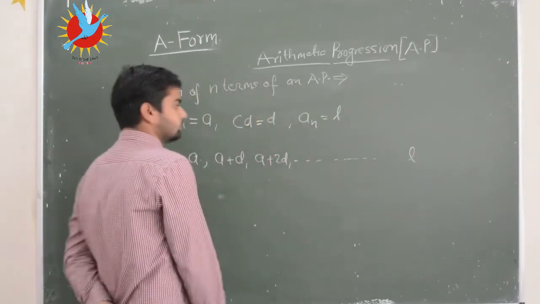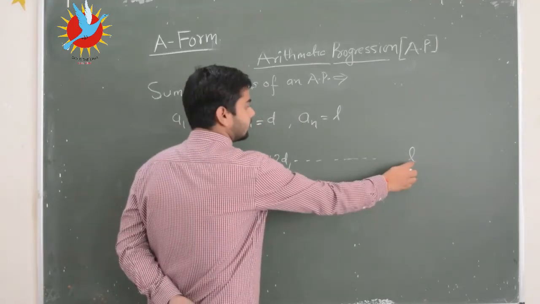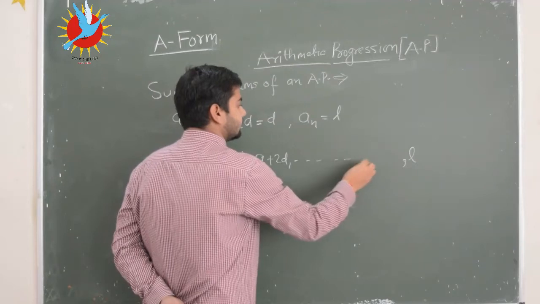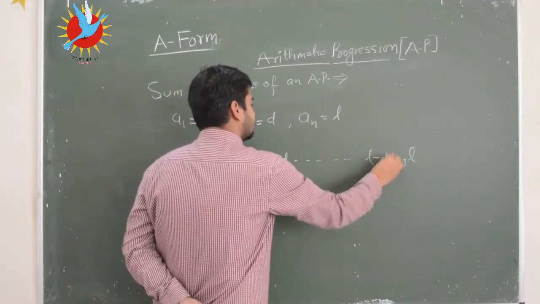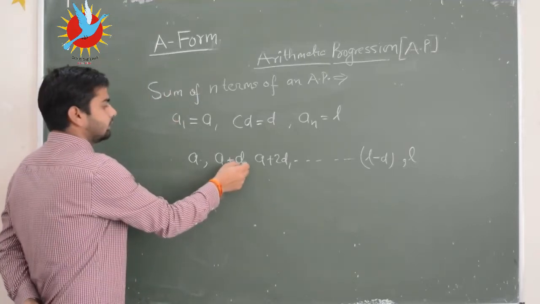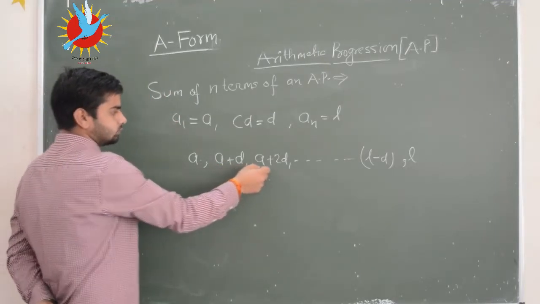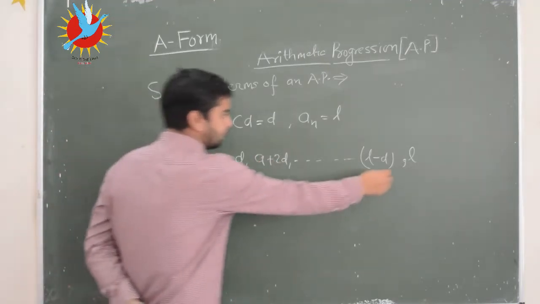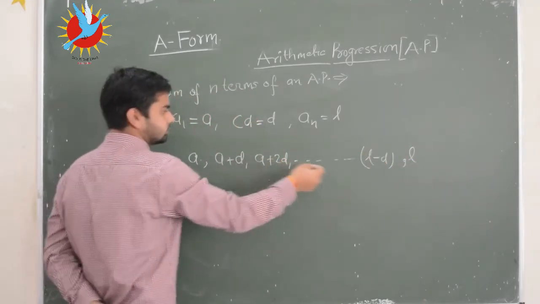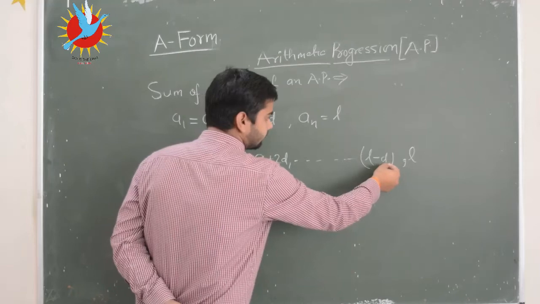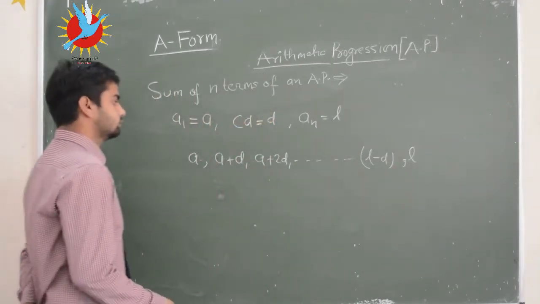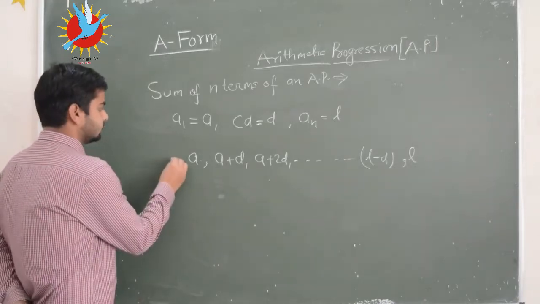So the number just preceding L, the last term, will be L minus D. Whenever we move in this direction, we just add the common difference to the preceding term to get the next term. Whenever we have the last term and want to come in this direction, we have to subtract the common difference D. So this is the little difference.